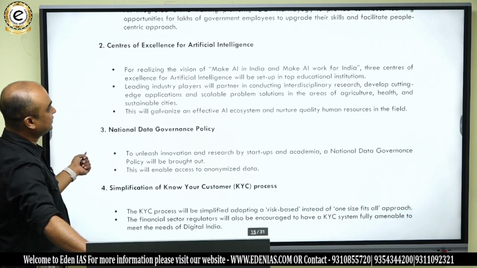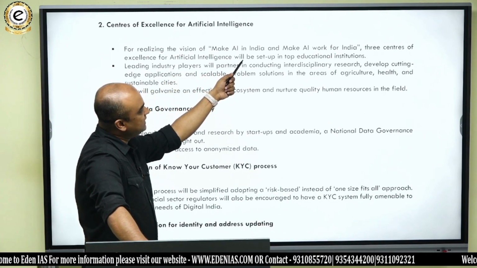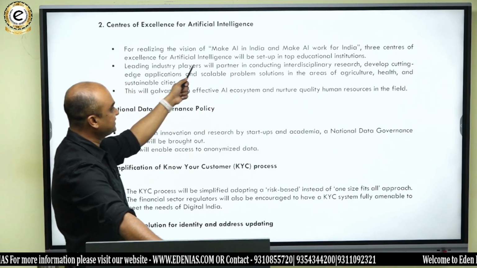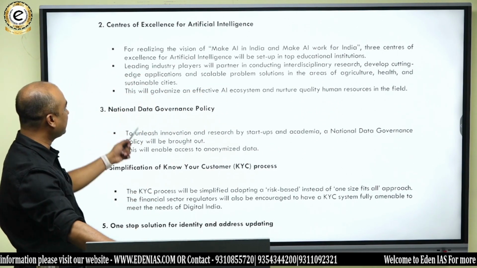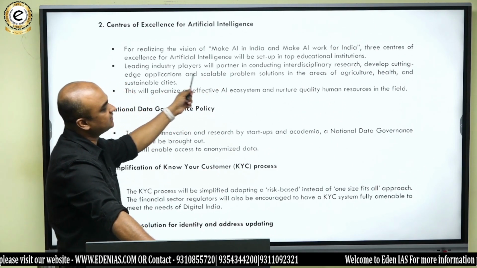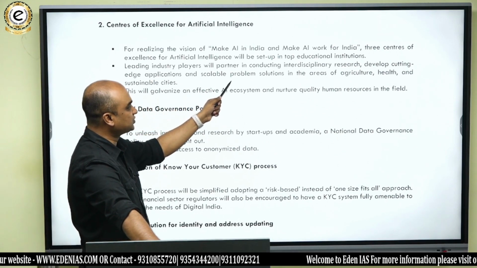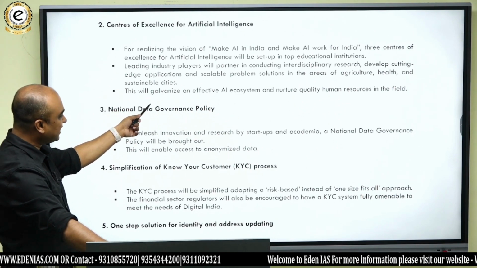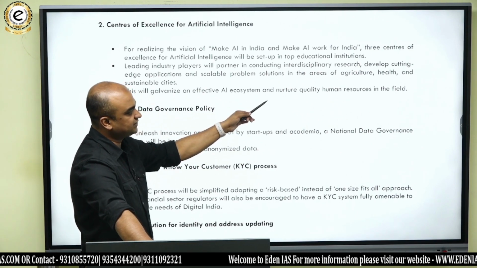Centers of Excellence for Artificial Intelligence to make AI in India and make AI work for India. 3 centers of excellence for artificial intelligence will be set up in top educational institutions. एक तो मेरे ख्याल से IIT कानपुर में ही लग रहा है. Leading industry players will partner in conducting interdisciplinary research, develop cutting edge applications and scalable problem solutions in areas of agriculture, health and sustainable cities. This will galvanize an effective AI ecosystem and nurture quality human resources in the field.